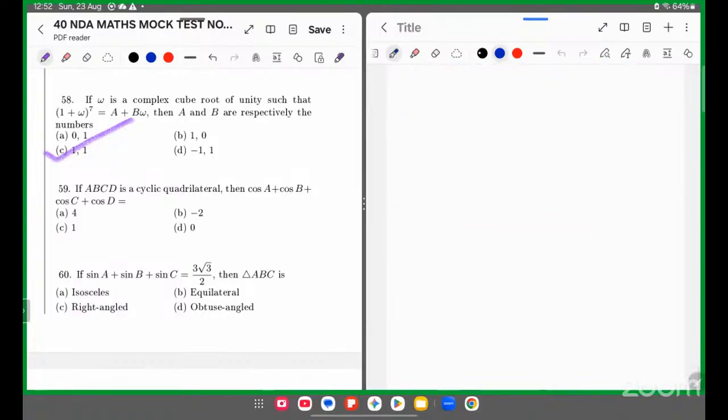Question number 59. If ABCD is a cyclic quadrilateral, then cos A plus cos B plus cos C plus cos D. Cyclic quadrilateral means A and C are supplementary. So cos A is actually minus cos C only. So they will cancel each other. Cos A and cos C cancel, cos B and cos D cancel. Answer is the option.